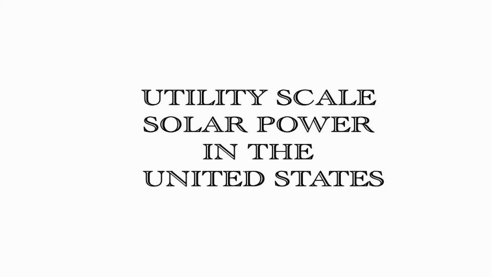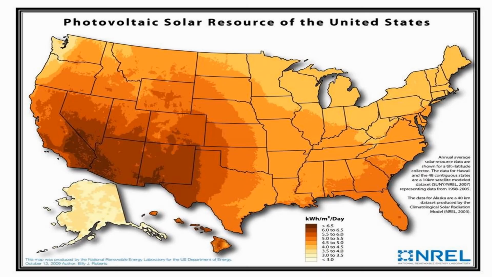Now, let's take a look at the utility-scale solar power in the United States. This photovoltaic resource map of the United States shows the amount of solar radiance available across the U.S. on an annual averaged basis. The dark areas provide up to 6.5 kilowatt hours per square meter per day when the sun is shining and at peak hours of the daytime. Of course, none at night.